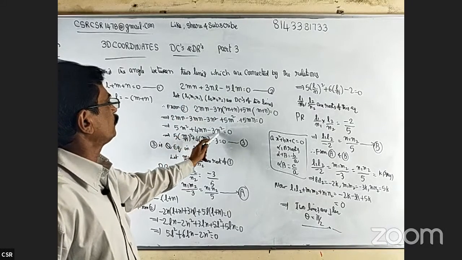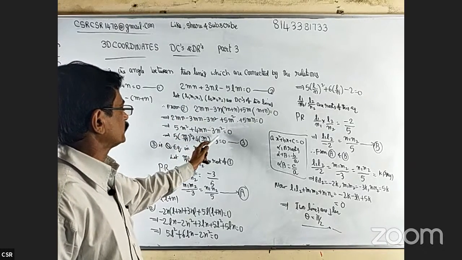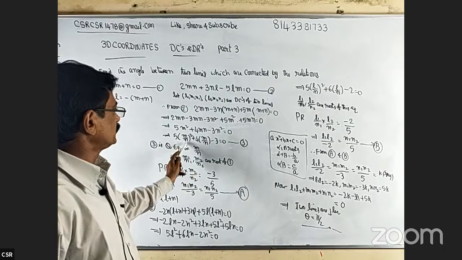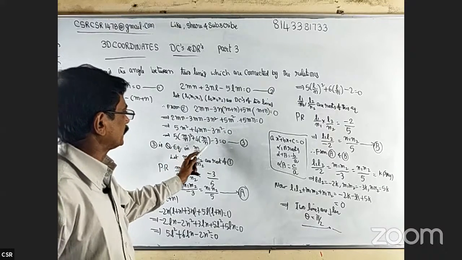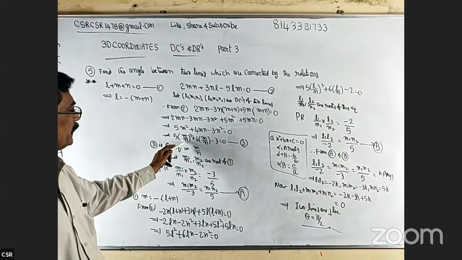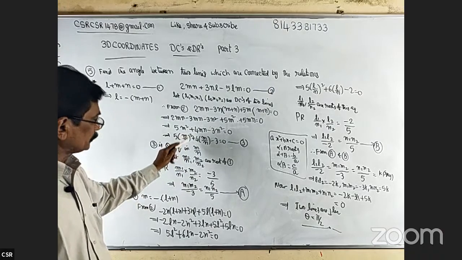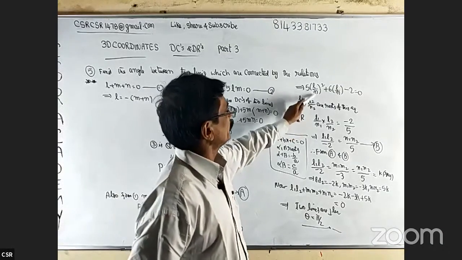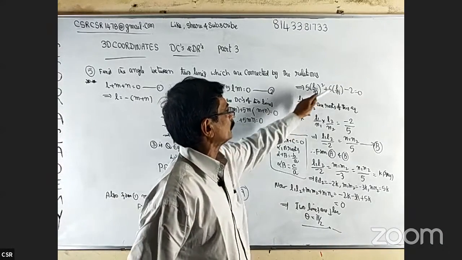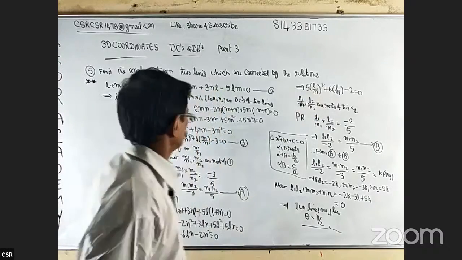Simplifying, for this there are no factors. Please observe, no factors. So dividing with n square, this is a quadratic equation in m by n. We have two roots, m1 by n1 and m2 by n2. Similarly, this is a quadratic equation in l by n, with l1 by n1 and l2 by n2 as the two roots.